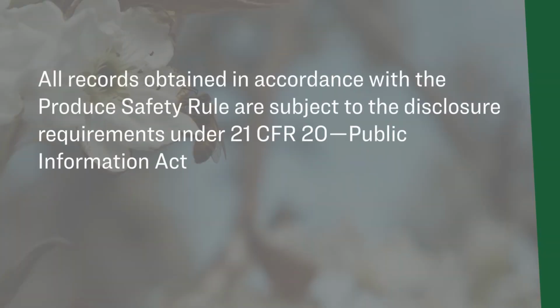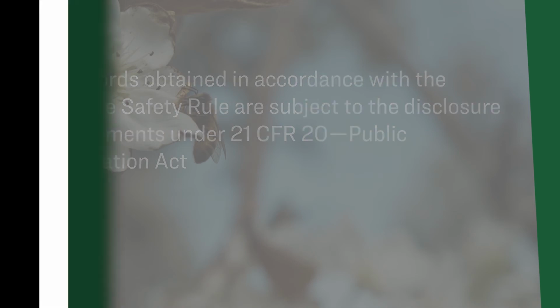Records must be kept for at least 2 years past the date the record was created. All required records must be readily available and accessible for inspection upon request. Off-site storage is permitted if records can be retrieved and provided on-site within 24 hours of a request for review by an inspector. All records obtained in accordance with the Produce Safety Rule are subject to the disclosure requirements under 21 CFR 20 Public Information Act.